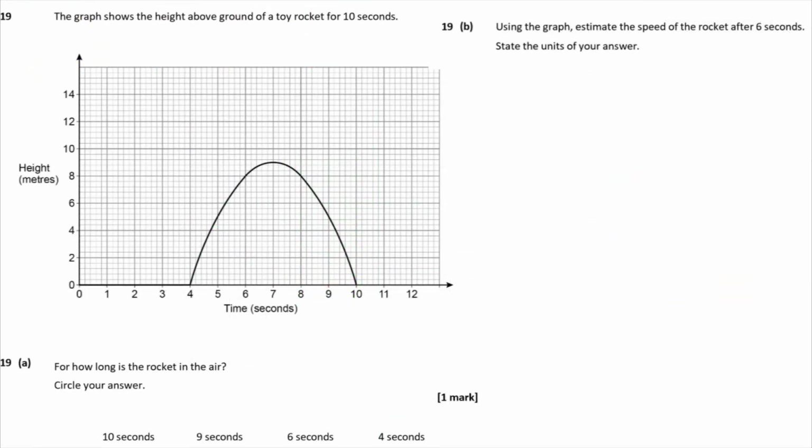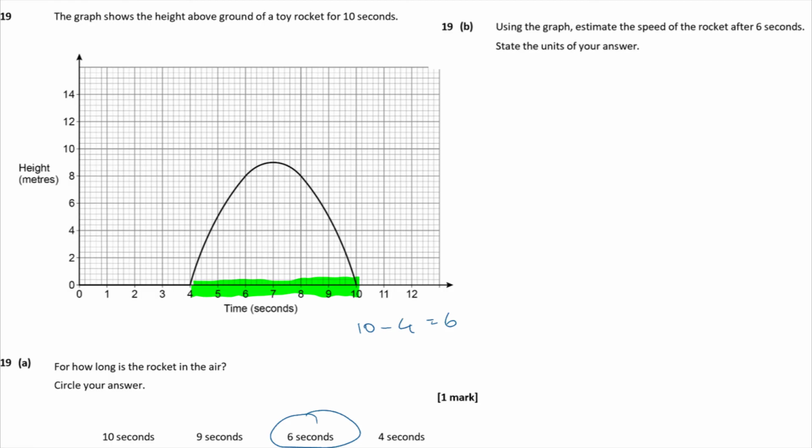Question 19. The graph shows the height above ground of a toy rocket for 10 seconds. Part A says, for how long is the rocket in the air? Circle your answer. Well, the rocket is in the air when the height in meters is above 0, isn't it? And that is for this time here, between 4 and 10 seconds. So 10 subtract 4. That's 6, isn't it? So I believe it is in the air for 6 seconds.